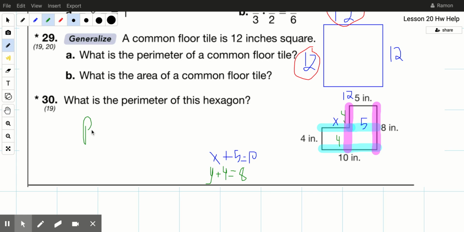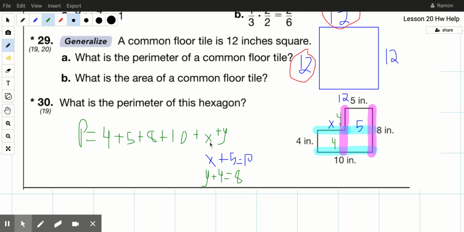And then to find the perimeter, we just add up all the sides, which is 4 plus 5 plus 8 plus 10, and then plus x, and then plus y. So solve for x, solve for y, substitute those values into this equation we set up, and then make tens as you solve it. And then if you can't make tens, then you just add everything up.